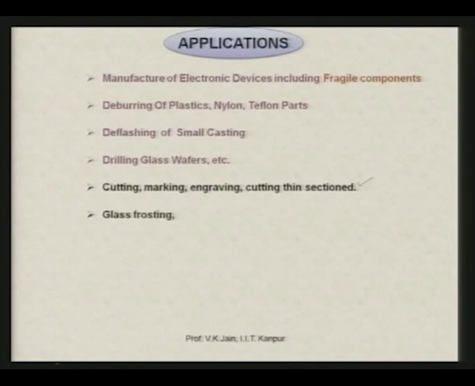Glass frosting is another very important application of AJM process, for frosting a glass so that glasses become opaque. Normally the glasses are transparent, but if you do the frosting with the AJM process, they become opaque. Or if you want to write any letter or any name on the glasses, then AJM process is commonly used for writing purposes. Very fine letters can be written on the glasses with the help of the AJM process.